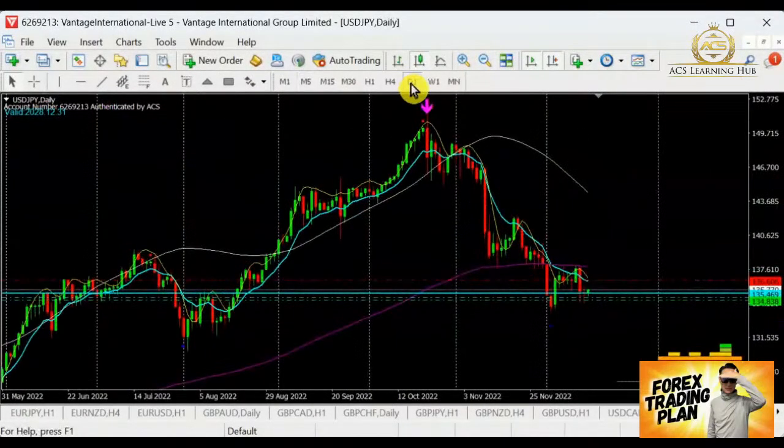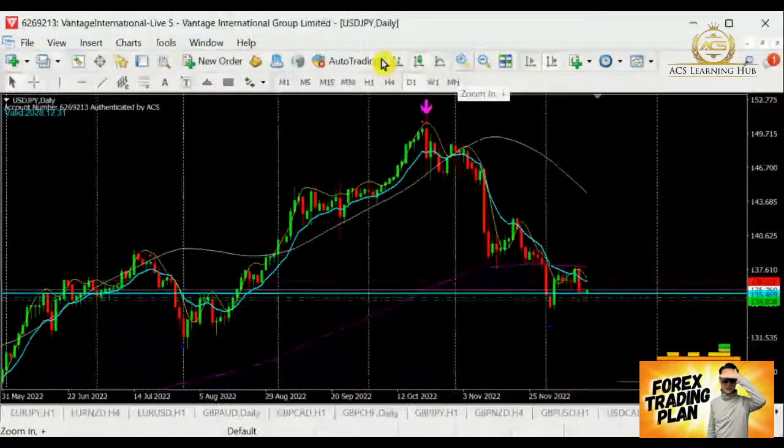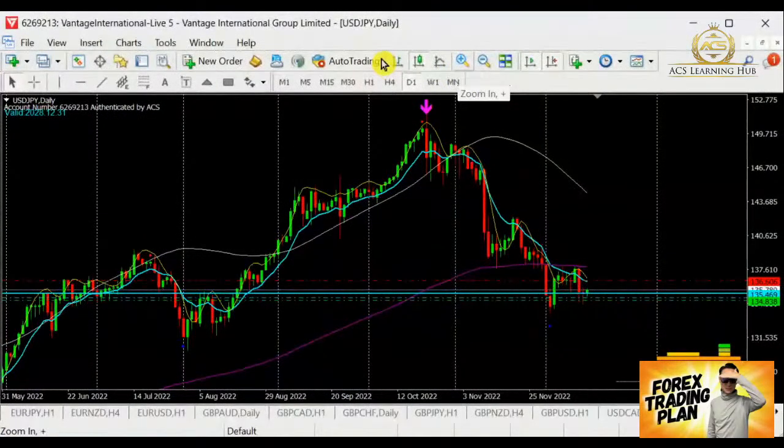Next, let's go for dollar yen. Well, dollar yen, we have a very exciting day from the CPI and the FOMC. So for the FOMC, we actually have a little bit of an increase, by 50 basis points.